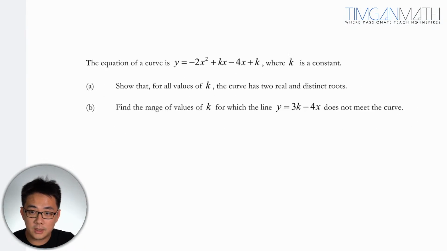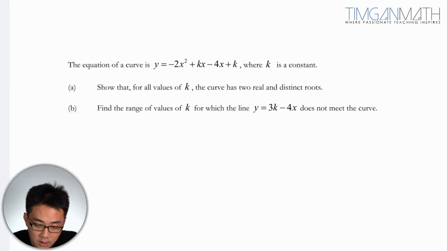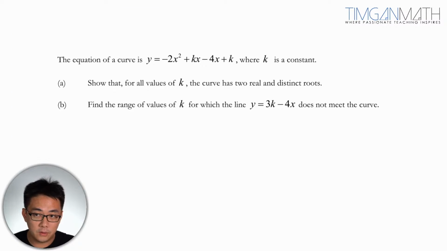Students, let's look at this question here, which is on the topic of discriminant. Let's see how we can do this proficiently. So the equation of the curve is y equals negative 2x squared plus kx minus 4x plus k, where k is a constant. Show that for all values of k, the curve has two real and distinct roots.